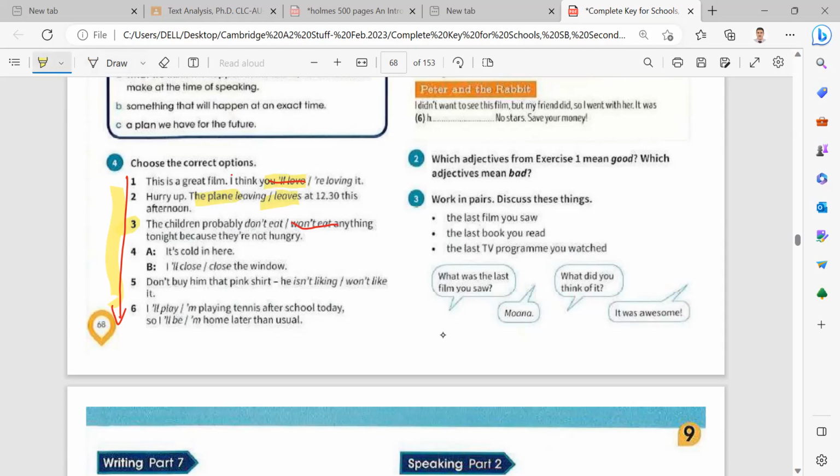Question 4. It's cold in here. I will close. I'll close. Yes. Question 5. Don't buy him that pink shirt. He isn't liking or won't like it.